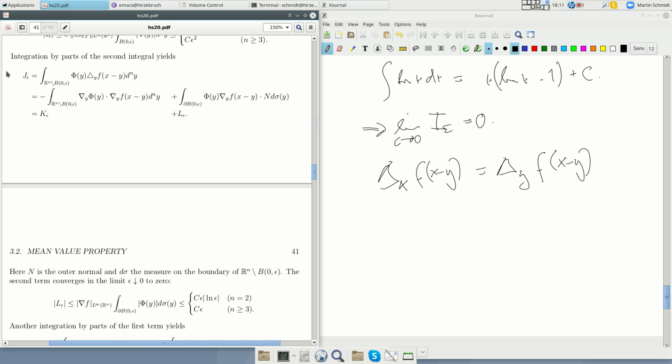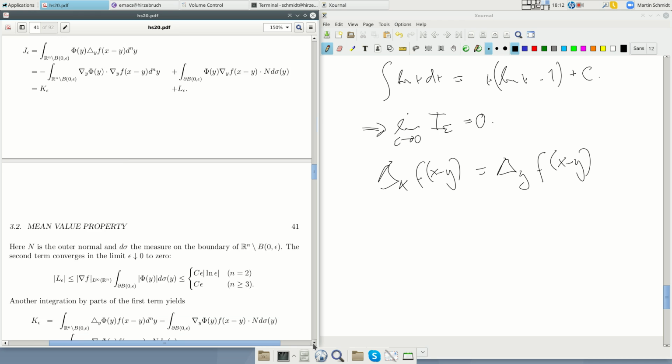And now we make an integration by parts. Then we get this boundary term and this other term by integration by parts. So again we have two contributions. And now we want to estimate this term. Now this is a boundary integral.